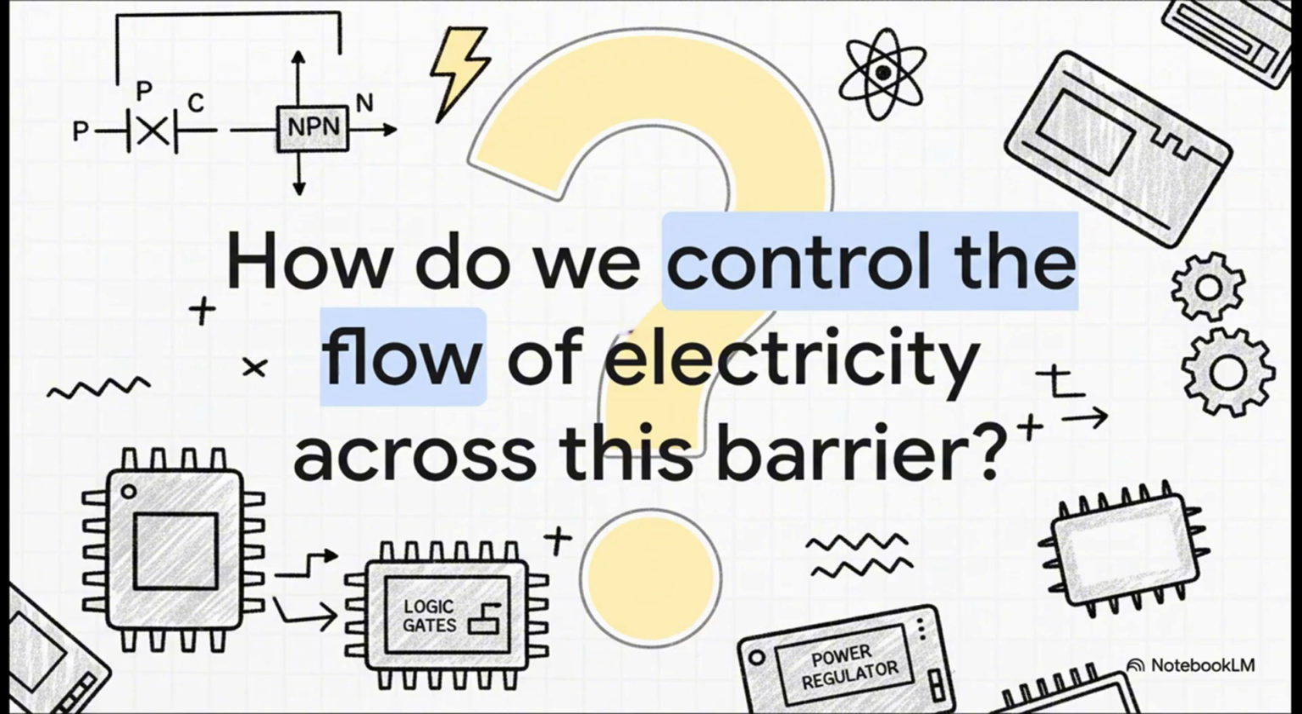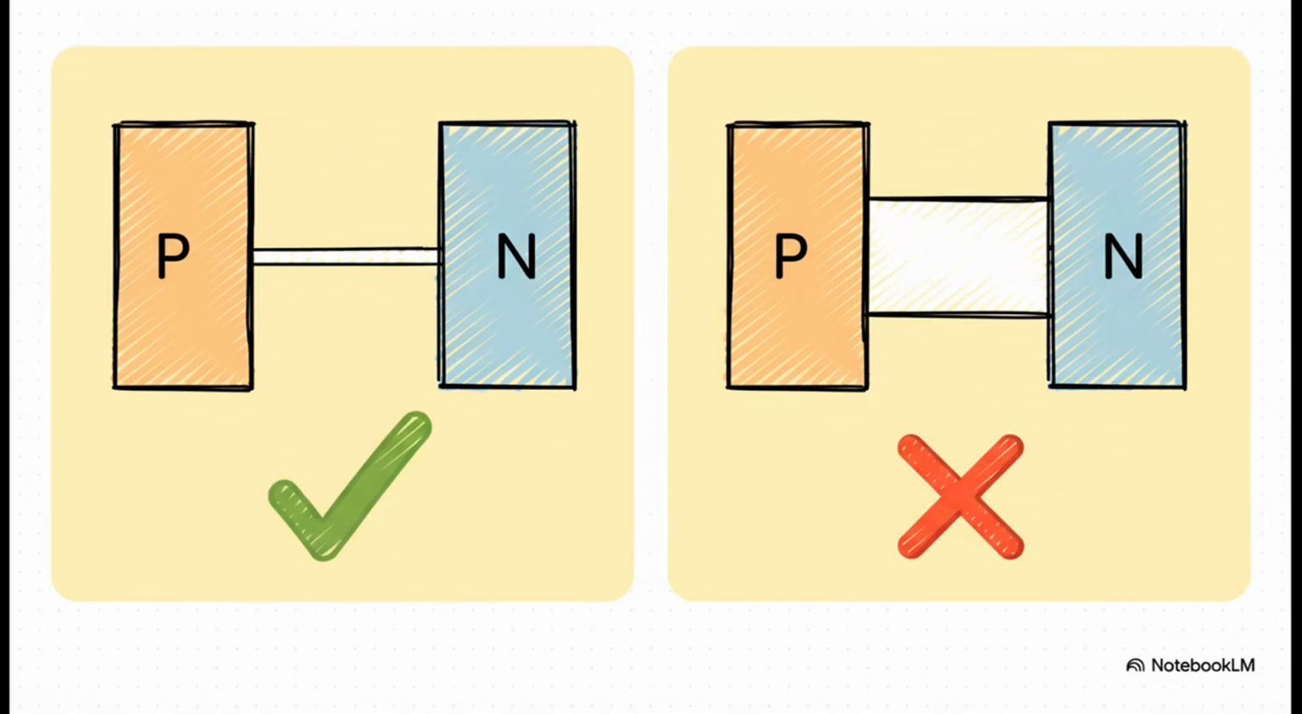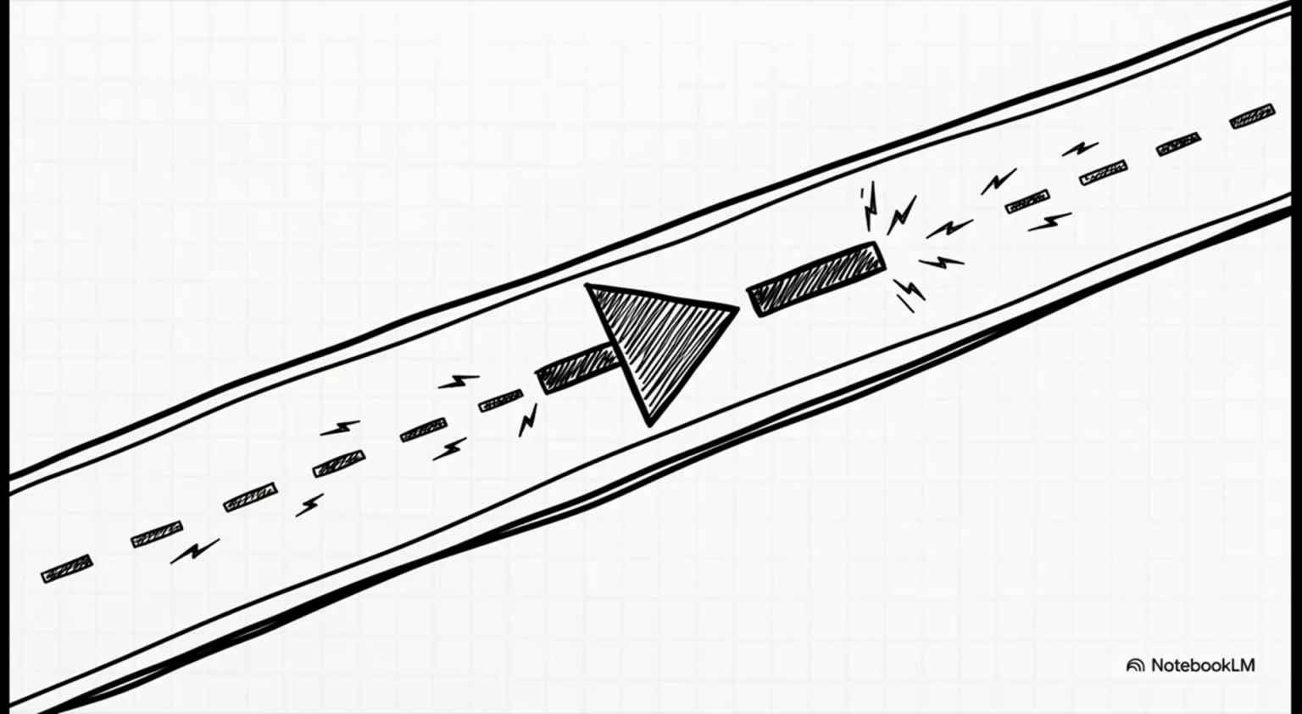So, how do we get electricity to cross that barrier? We use a little trick called biasing. If you apply voltage one way, the barrier shrinks and current flows. Apply it the other way, and it's blocked. And this electrical one-way street, that gives us our very first component, the diode.